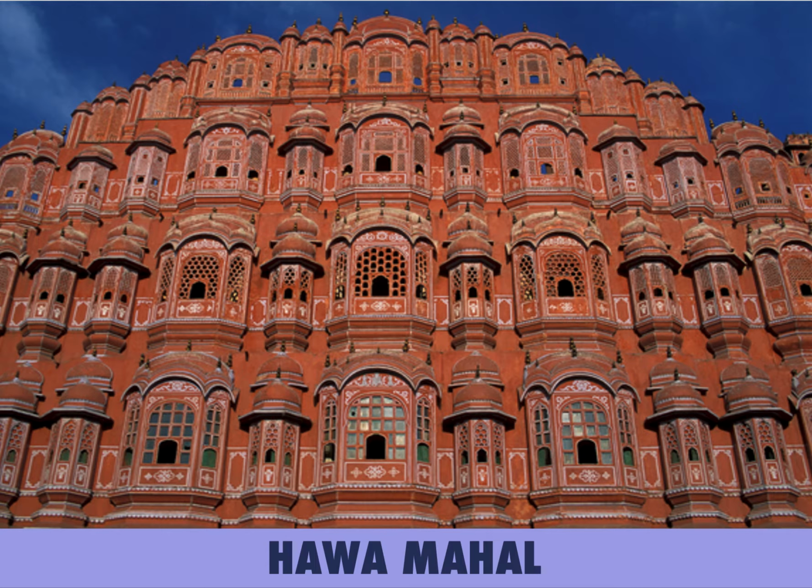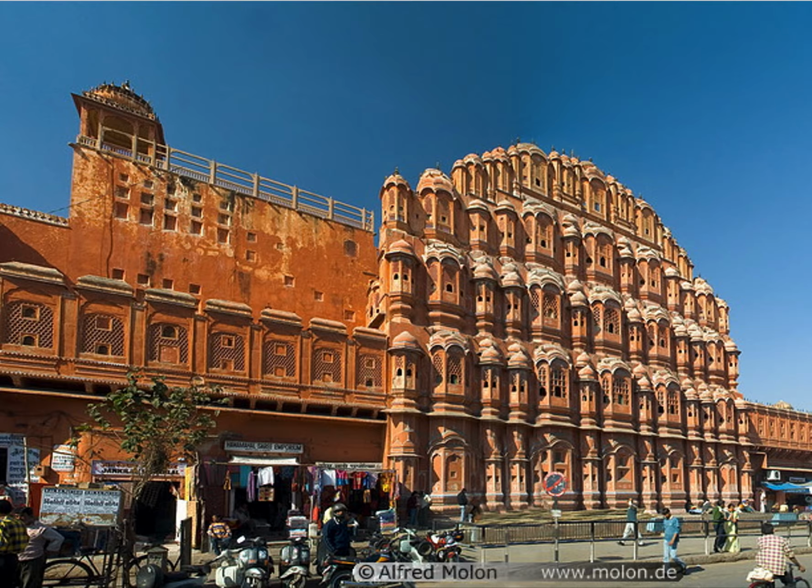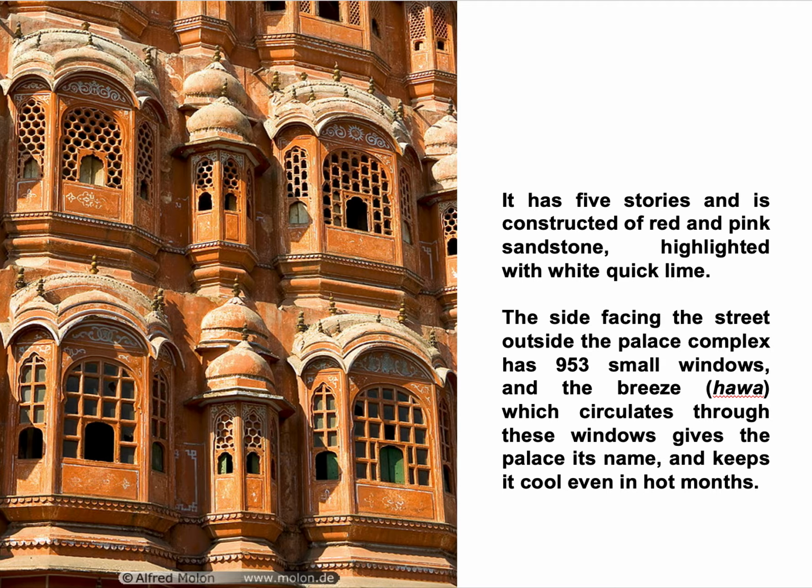Hawa Mahal, a residence in India. And it's 5 stories, and it's red and pink sandstone. And it has 953 windows so that the wind, the breeze, could go through the palace and kept it cool even in the hot months. So what happens is all these little openings are the same on the other side, and so it allowed the breeze to go through the building.